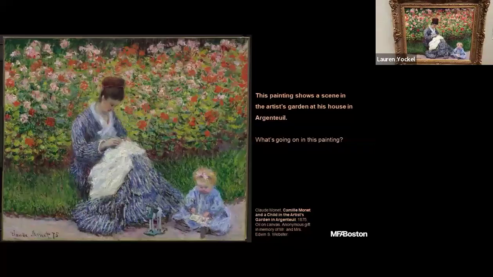But this painting shows a scene in the artist's garden at his house. So we're not looking at the town now, we're looking at a scene in the garden at his home. So I'm going to ask you all to take a close look at this painting for a minute and just try to notice as many details as you can. Let your eye look from the left to the right, maybe from the top to the bottom, and just take in the whole picture.